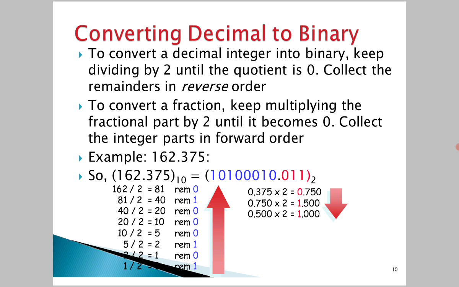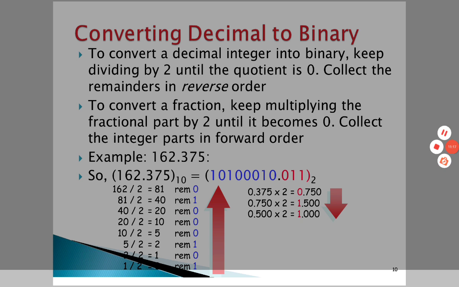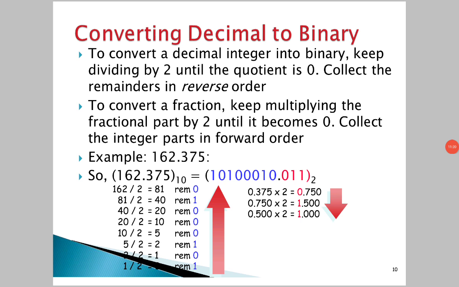So converting decimal to binary. How to convert a decimal integer into binary? Keep dividing by 2 until the quotient is 0. Collect the remainders in reverse order. To convert a fraction, keep multiplying the fraction part by 2 until it becomes 0. Collect the integer parts in forward order.